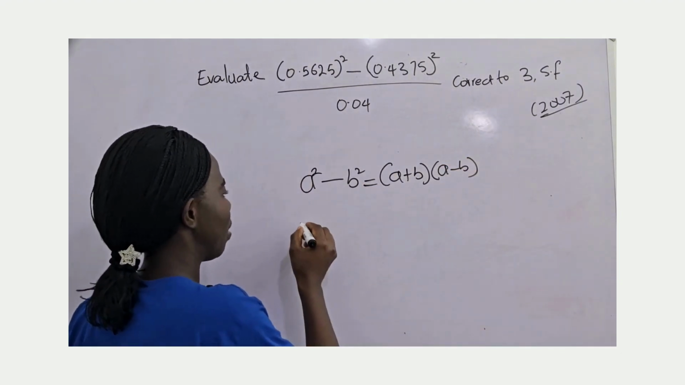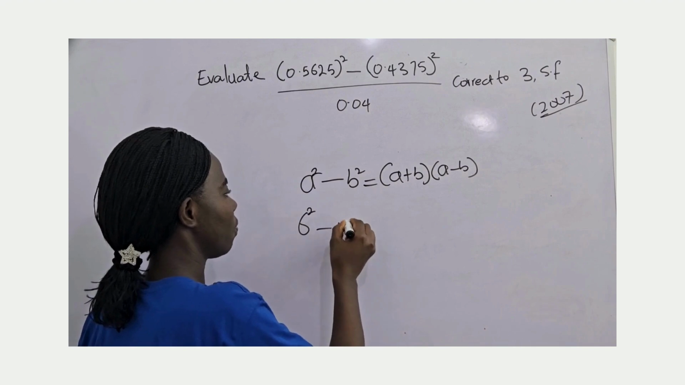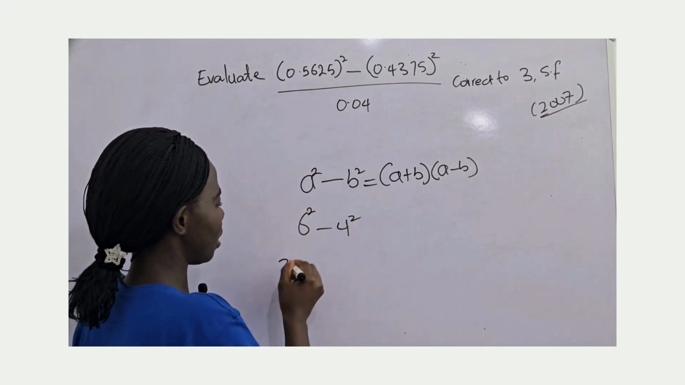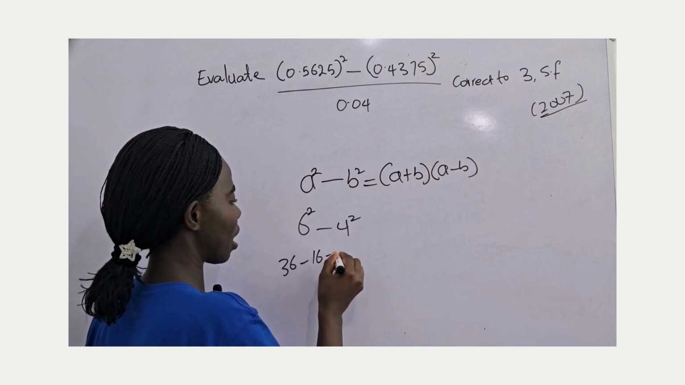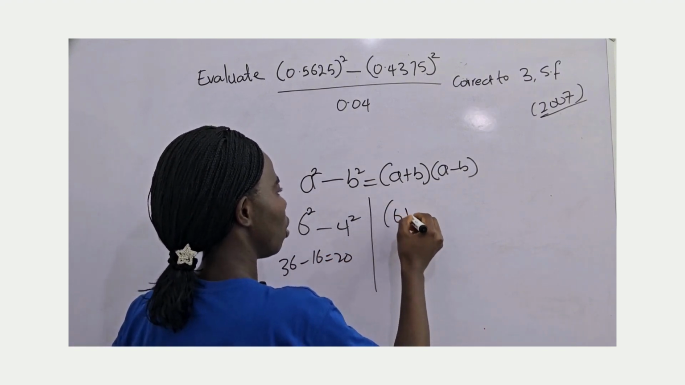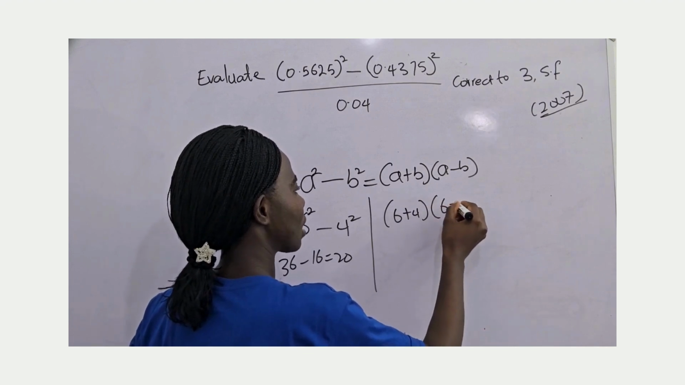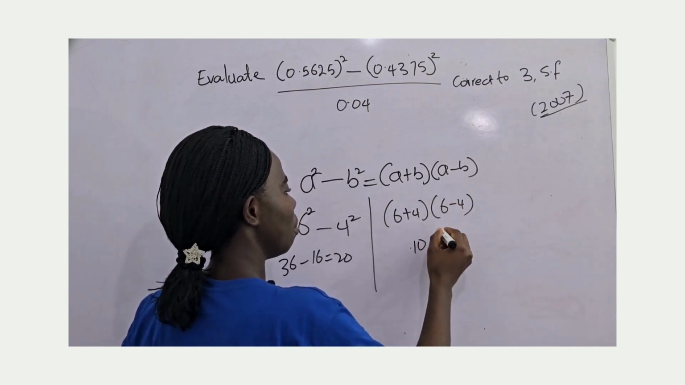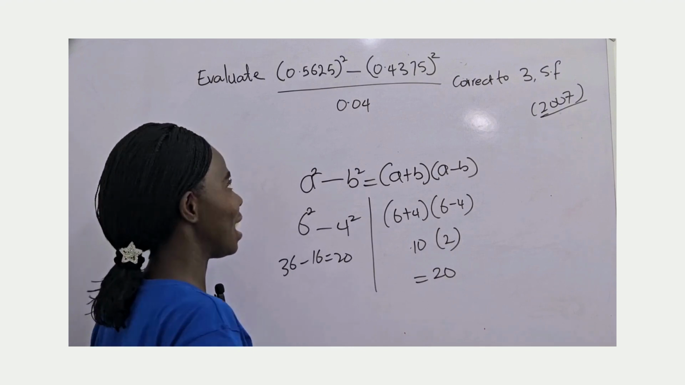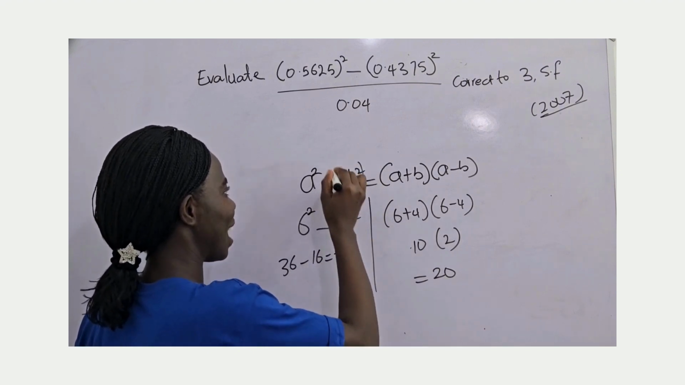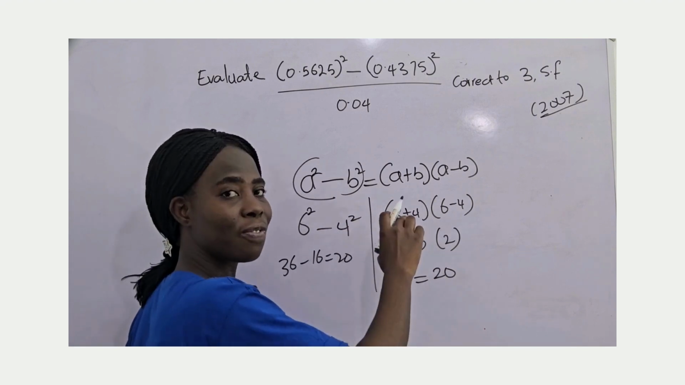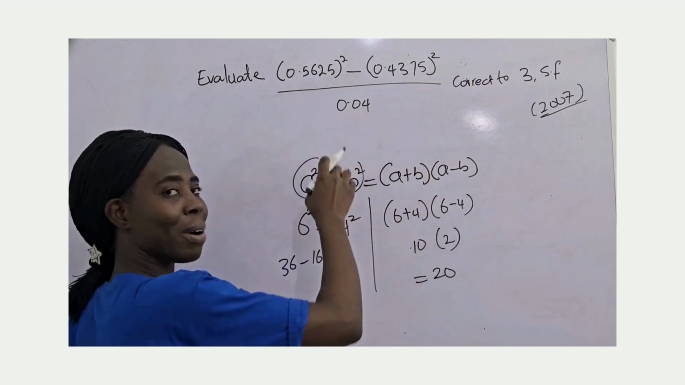For example, if I'm to have 6 squared minus 4 squared, normally you should say, okay, this is 6 squared, 36, minus 4 squared, 16, and that gives us 20. But if I'm to use this rule, it will be 6 plus 4 multiplied by 6 minus 4, and that is 10 multiplied by 2, and that gives me 20. So anytime you come across something that looks like this, just use the formula of difference of squares.